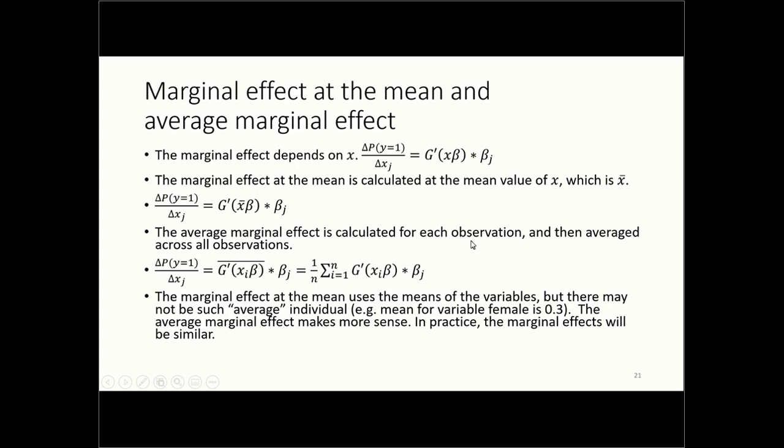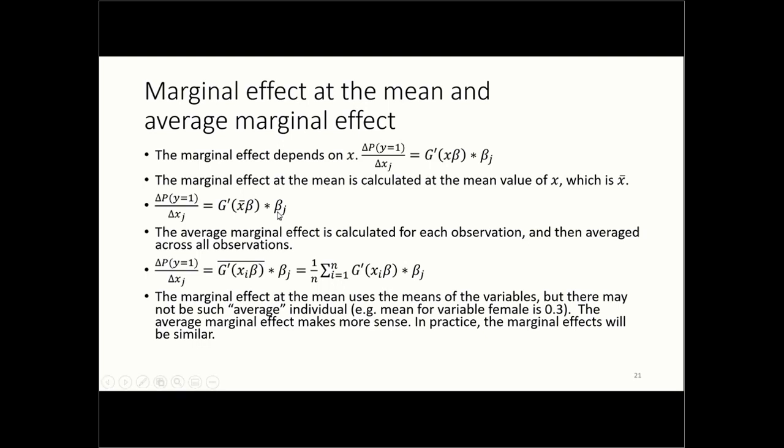Now, the average marginal effect is calculated for each observation and then averaged across all the observations. You see how here we have xi. So for each individual i, we plug in their x values of the independent variables, and then we take the average of it. The average would be the summation, 1 over n, the summation over i of all of these, the g prime of x beta times beta j.